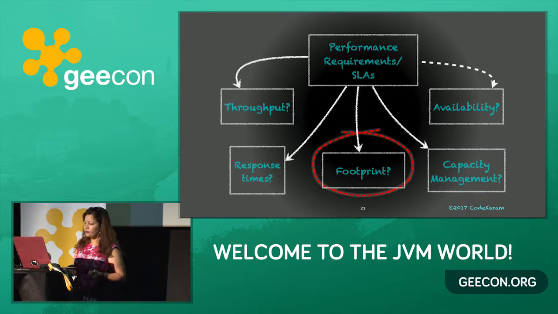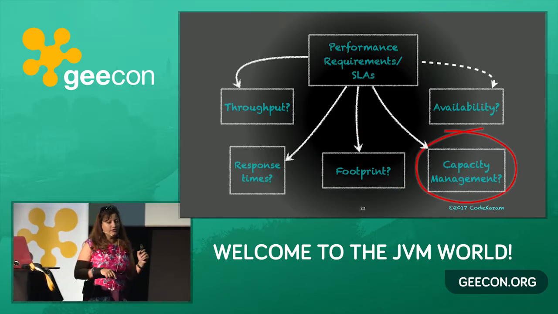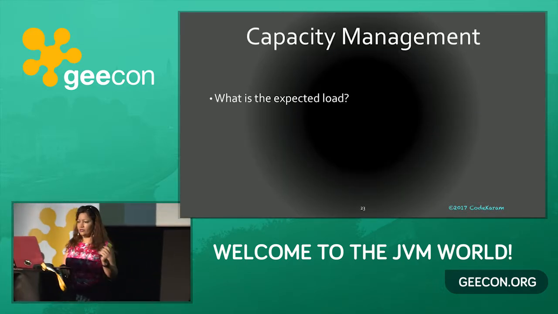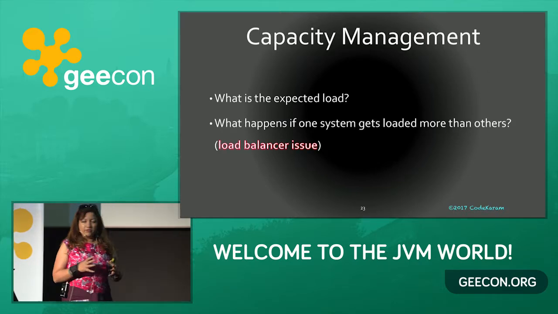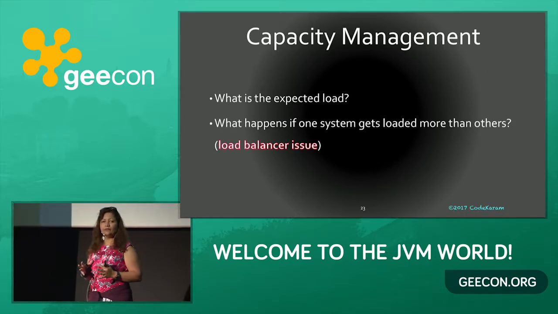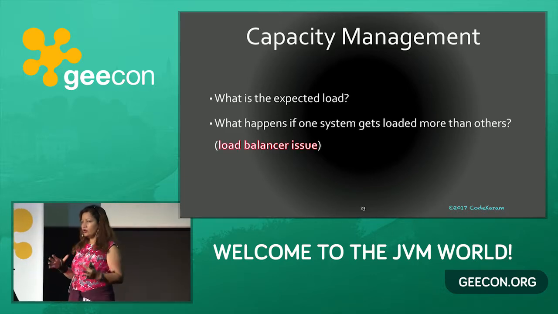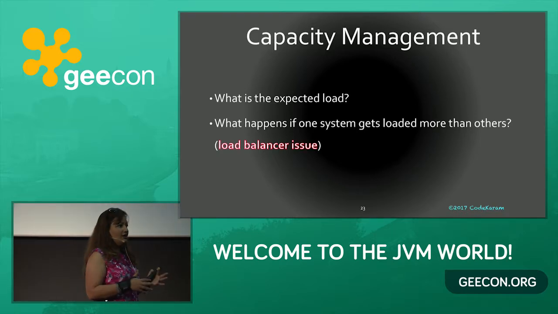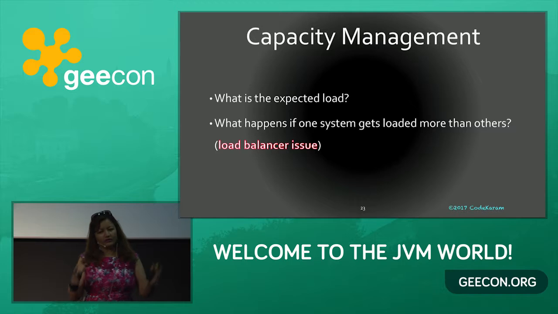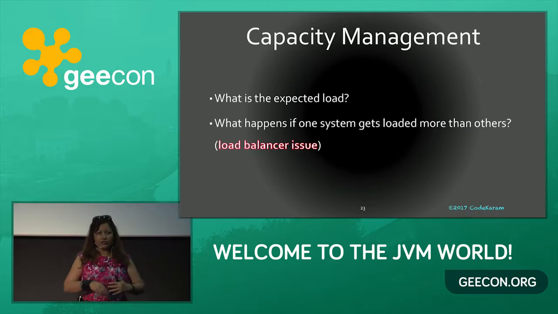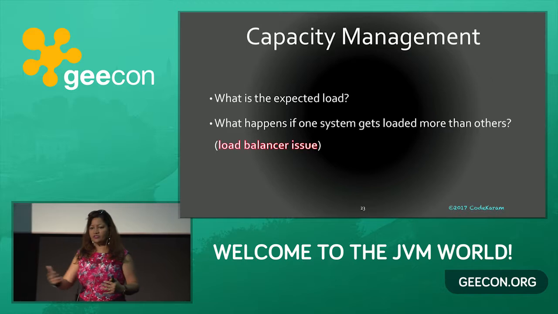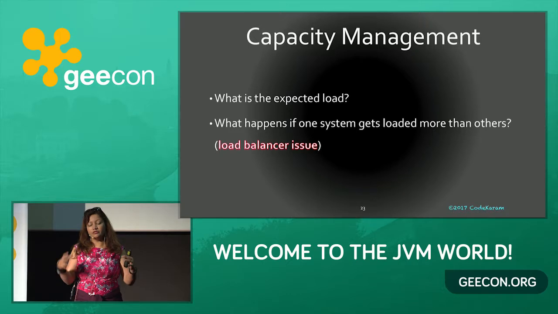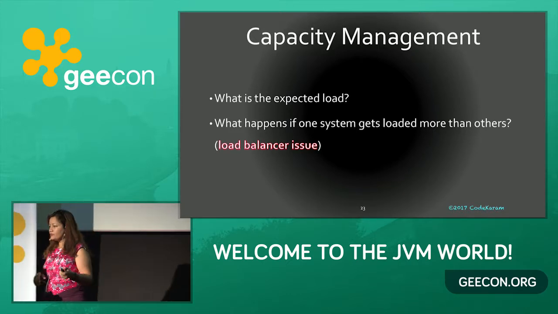It will be the same for footprint. And then capacity management. The only reason I have mentioned capacity management now is because of the next bullet right here. One of the things about capacity management, which is kind of different, is what happens if one system gets loaded more than the other. So it's a load balancing issue. Things that you may not care about in throughput, because you're thinking about the entire system, and latency also, you're looking at everything and trying to find the worst case. But with capacity, you need to figure out individually. So in your distributed environment, you need to find out individual load balancing issues.